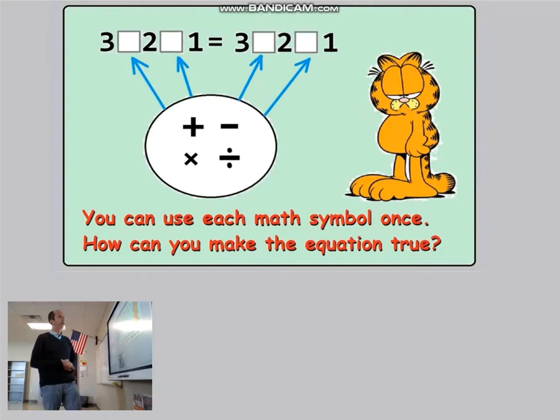And we have Garfield here helping us with this math puzzle. You can use each math symbol just once. How can you make the equation true? You have 4 slots and 4 math symbols: plus, minus, multiplication and division. What is the combination, or the right order, that you have to arrange these in to make the equation true? Think about it, and at the end of this section we're going to come with the solution for this puzzle.